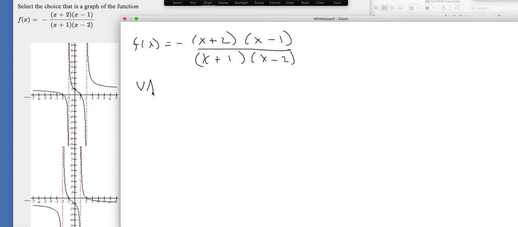So for my vertical asymptotes, that's going to be our denominator set to 0. So we would have x equals -1 and x equals 2. And that's the zeros in the denominator.